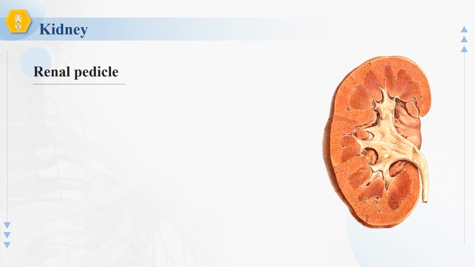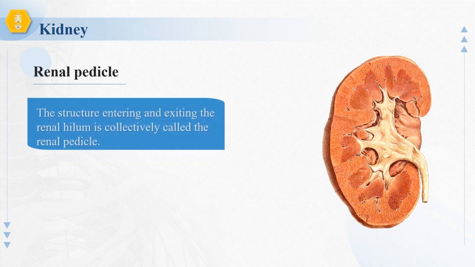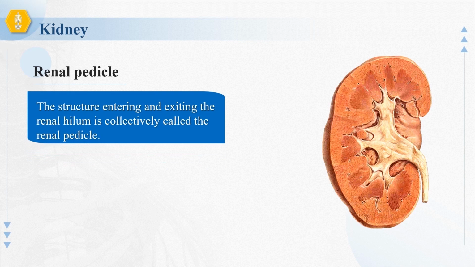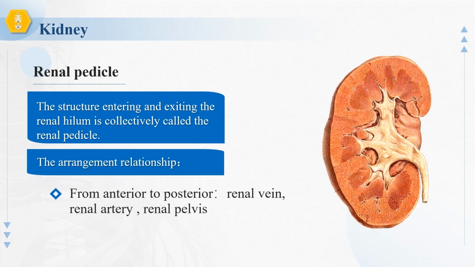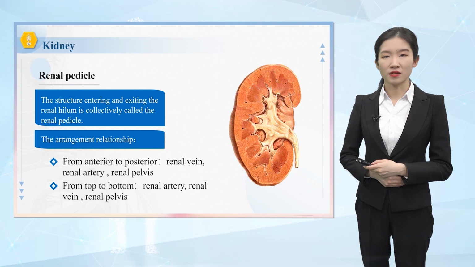First, let's learn the renal pedicle. The structures entering and exiting the renal hilum are collectively called the renal pedicle. The arrangement from anterior to posterior is renal vein, renal artery, renal pelvis. From top to bottom: renal artery, renal vein, and renal pelvis.